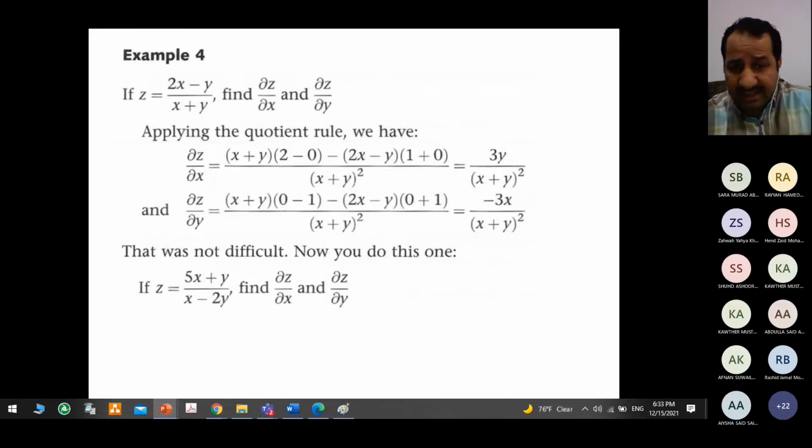Now, if this is clear, can you solve the next one here? z is given to you as 5x plus y over x minus 2y. Solve it, partially differentiating this with respect to x only. Can you do it and tell me what the solution is?